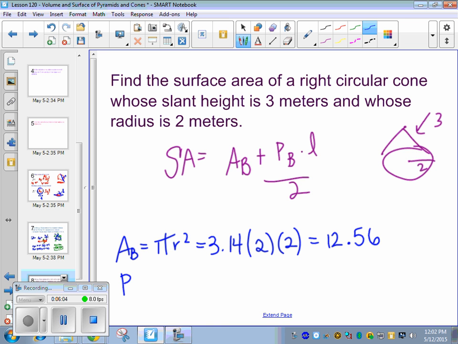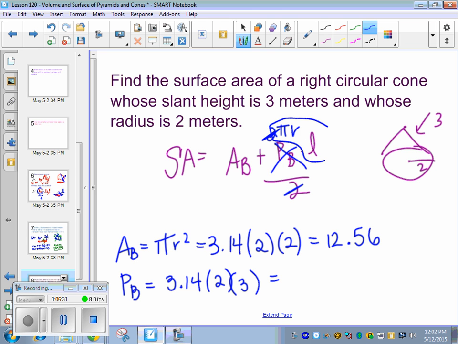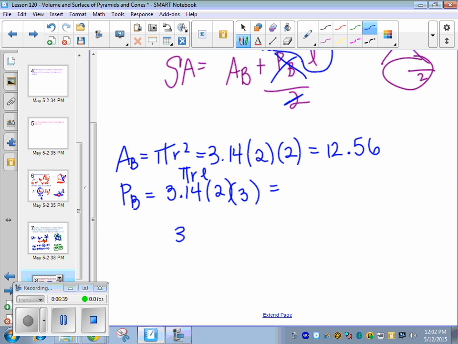Okay, then we need to find perimeter of the base. When you do perimeter, we're plugging in 2 pi r, and what happens to the 2's? We can cancel. So we can actually just do pi times r times l, if you guys are good with that. So pi times r, which is 2, times l, which is 3. Okay, all I did is this formula here, pi r l. Maybe I should have written that right here, pi r l. Okay, so that would be 6 times pi. So 18.84.